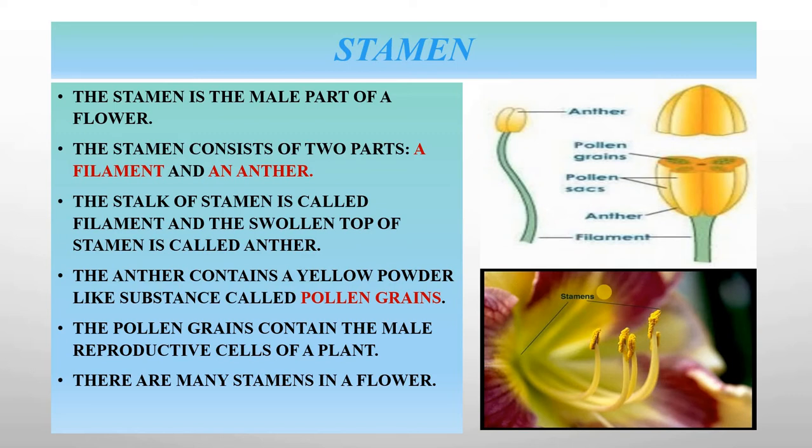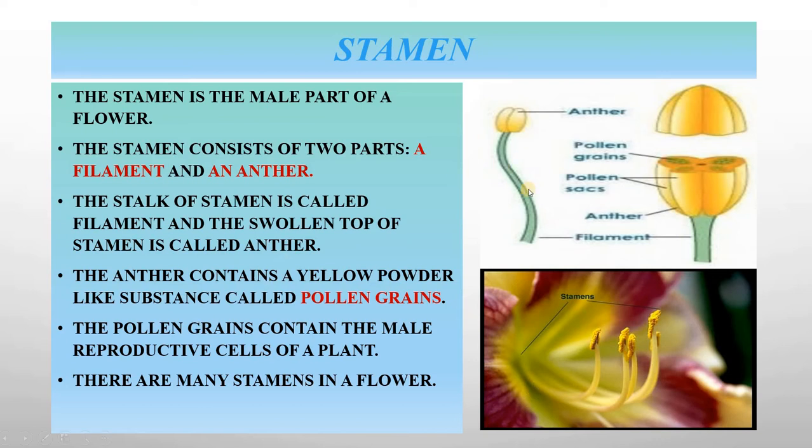The little stalks, here you see the little stalks in this picture, with swollen tops just inside the ring of petals, are called stamens. These are actually the male reproductive organs. Stamen is a male reproductive organ of a plant, as I said.